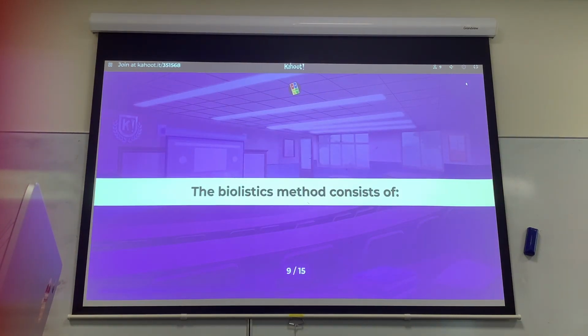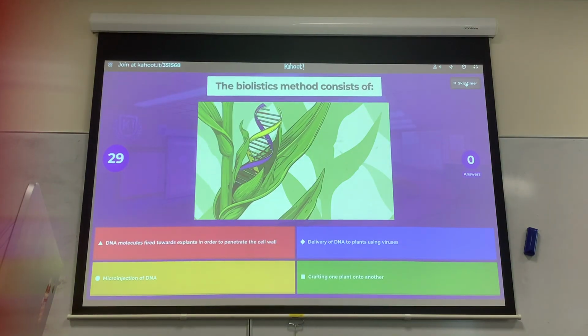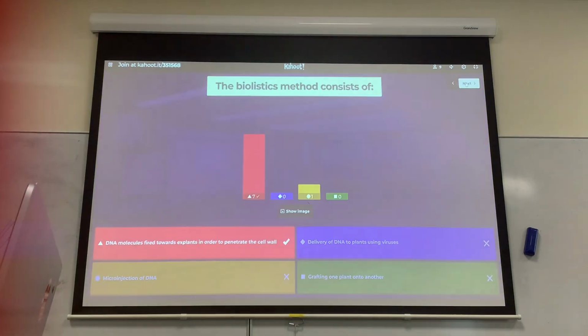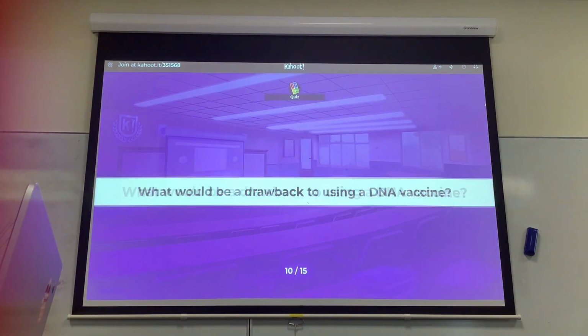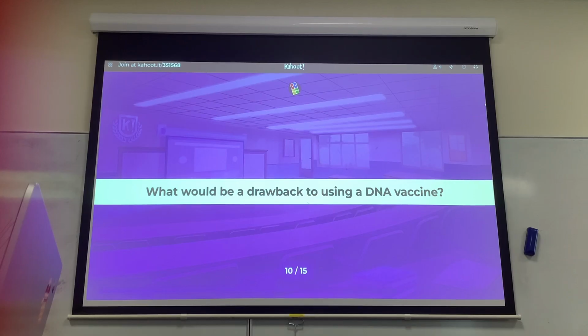The biolistic method consists of... Excellent. Yes, we don't use microinjection of plants, and biolistics is using nanoparticles to deliver molecules that are shot or fired into an explant so it can get through the cell wall. Good.